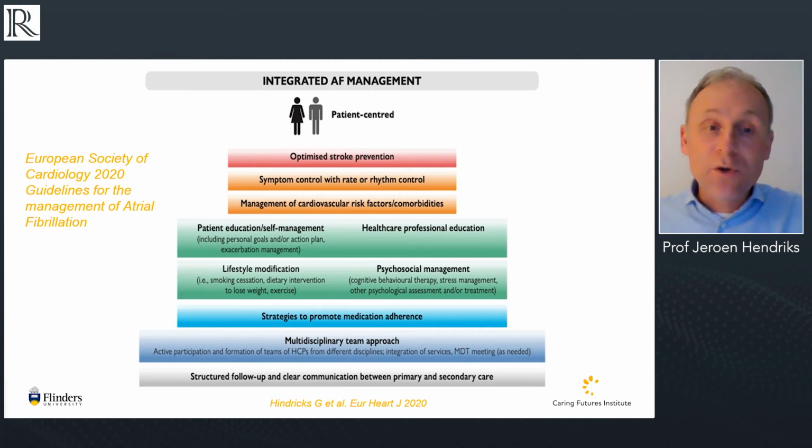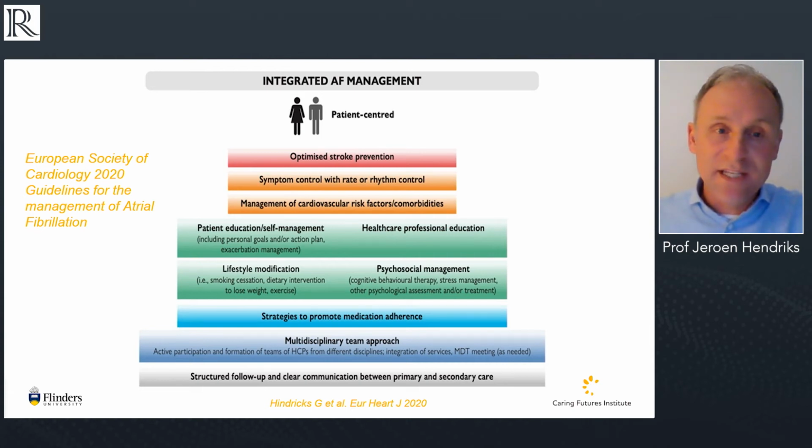Then we focus on comprehensive management, and the guidelines now state the ABC approach. So first of all, we look into optimizing stroke prevention. We look into symptom control with rate or rhythm control therapy, but also the management of cardiovascular risk factors and comorbidities and lifestyle modification, which is really important. And this can be steered by technology to support this integrated approach.